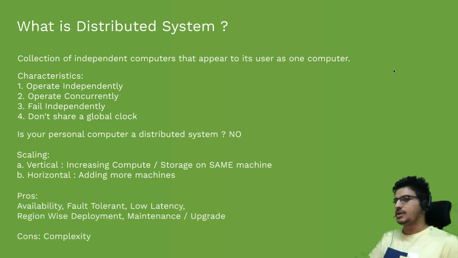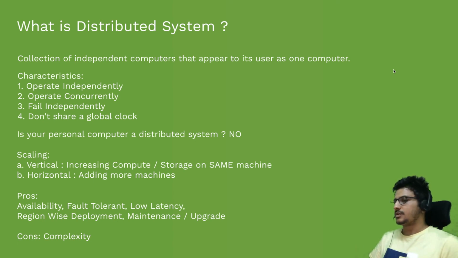Now, the pro of a distributed system is availability. Assume that I have just one machine. There might be many cases where it goes down, probably a system crash or a power failure or any other reason. In that case, my entire application will go down. But if I have multiple machines, the power failure or system crash is happening on just one machine, while the other machines are still up, so they will be able to serve the requests coming for that application.